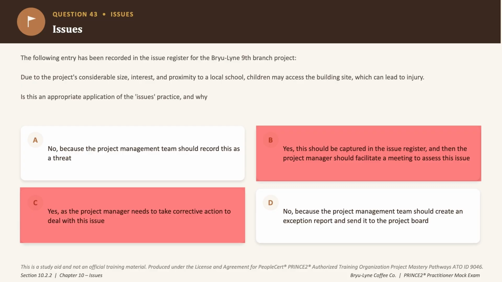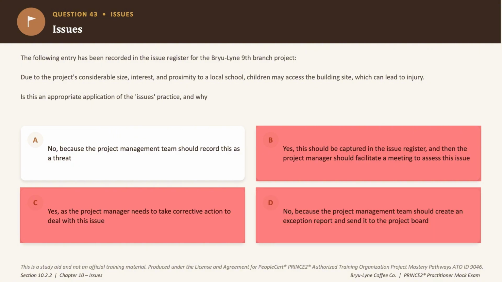Option D suggests an exception report to the project board, but that is too far-fetched because that response is only required when there is a forecast of tolerance breach, not what's being described here. So an incorrect answer choice as well. Now option A says no because this should be recorded as a threat, which is sort of a risk, and that's absolutely correct. This is an uncertain future event affecting objectives, and that is a risk, not an issue. So the correct answer is option A.